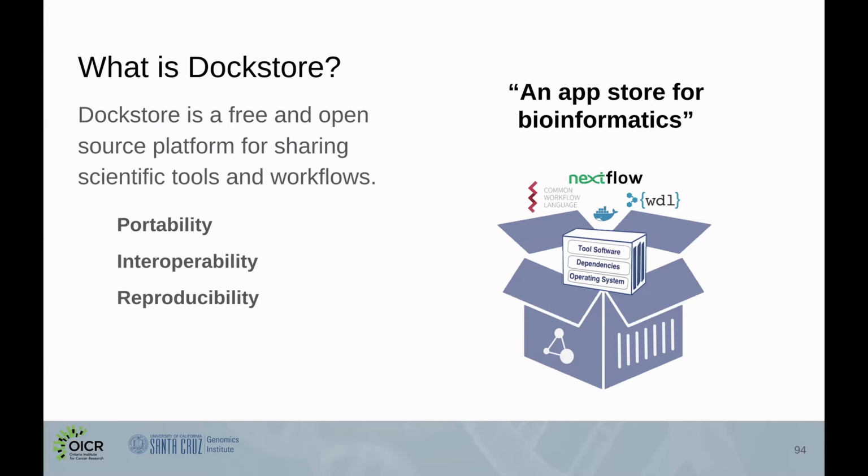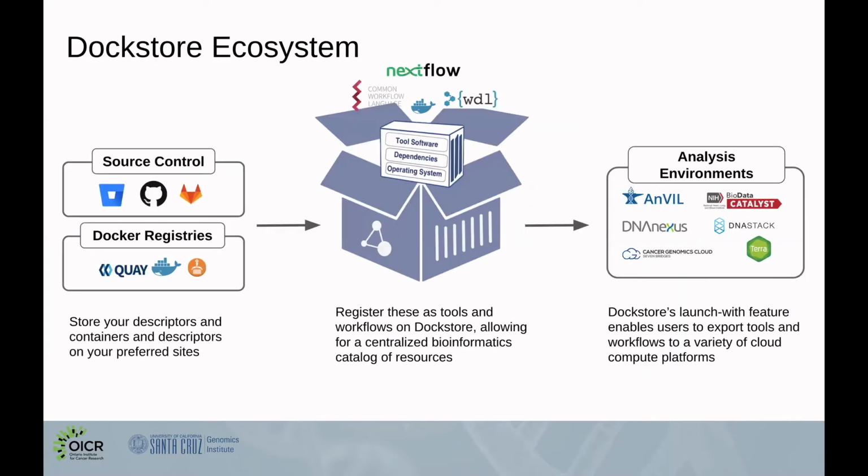The basic idea is that if you put your open source workflows on something like Bitbucket, GitHub, or GitLab, you will be able to store your descriptors and register them as tools and workflows on Dockstore. This allows for a centralized catalog of bioinformatics resources, and we're interoperable with a large number of analysis environments. They're listed there on the right, but one other thing I wanted to note here is that we recently added support for GitHub Apps, which allow you to very quickly edit your workflows on GitHub and get them synced to Dockstore automatically without any additional work on your part.